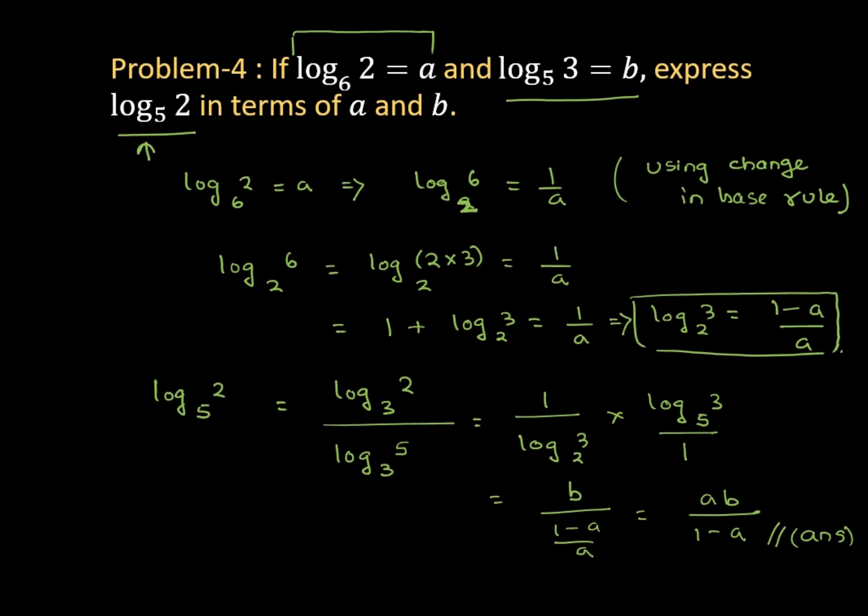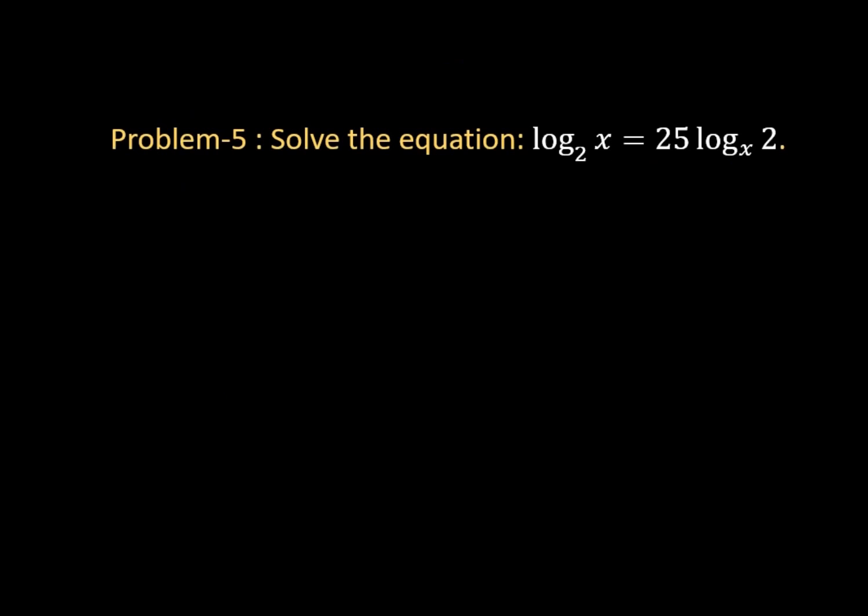Right? Let's move on to a different type of question now. So over here you have log of x base 2 equals 25 log 2 base x. So you're supposed to solve for x. We can write log of x base 2 equals 25 times 1 over log x base 2, using the change in base rule.